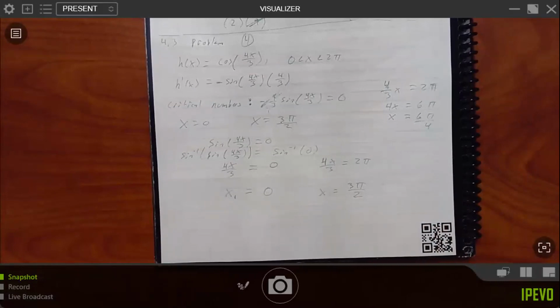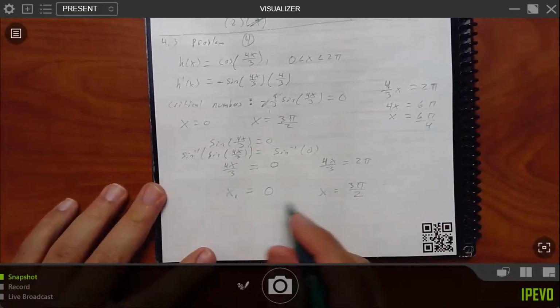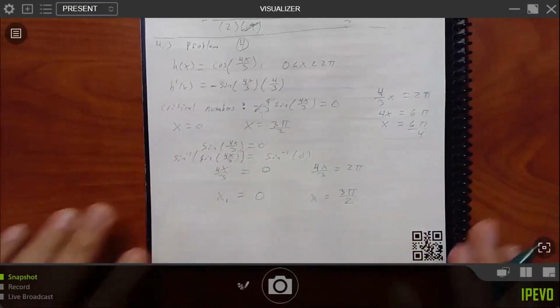Okay. So those are the critical numbers. Yeah, so these are the critical ones, and then we start our testing. So let's test on the other side.